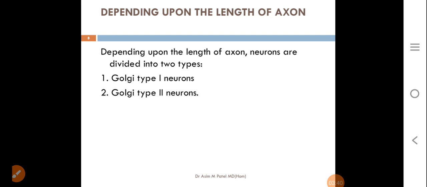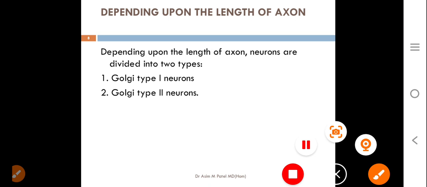And Golgi type 2 neurons are the neurons which have short axons. Usually they are present in the brain, or they are in the spinal cord itself, and they connect to the various areas of brain or the spinal cord because they have short axons. These are called Golgi type 2 neurons. So this is about the classification of neuron.